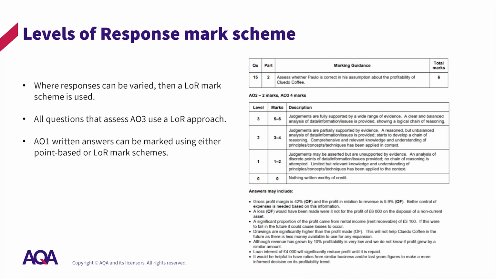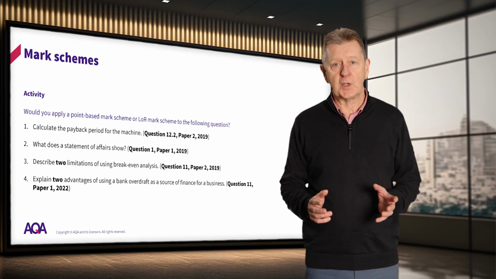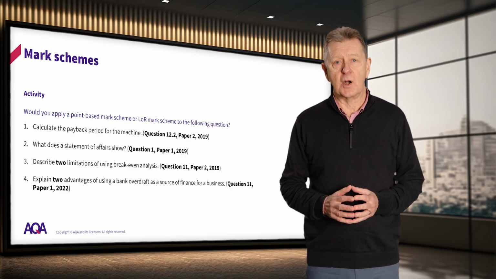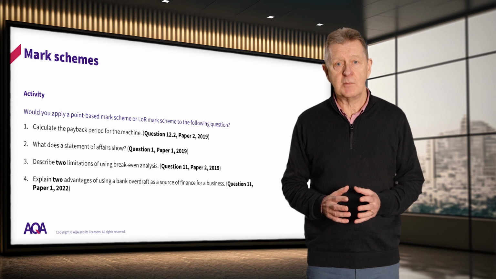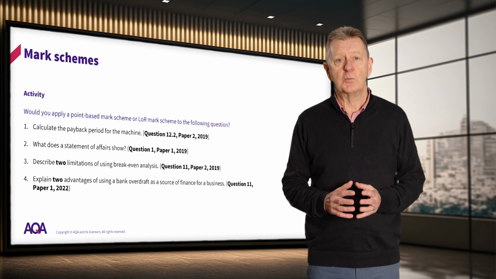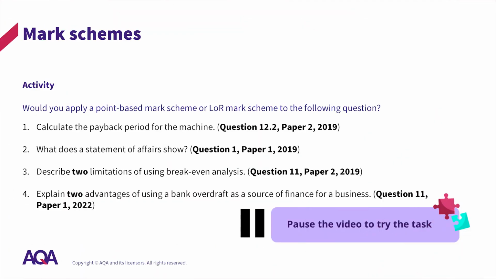Levels of response mark schemes are used when responses can be varied or complex. As you can see from the on-screen example, examiners are provided with different descriptions for each level, and they are asked to fit the answer to the corresponding description. All AO3 questions are marked using a level of response mark scheme, and some AO1 answers are marked via this method too. Now, for a quick activity to help you consider which mark scheme approach, point-based mark scheme or level of response mark scheme, would be best applied to the following questions. You may wish to pause the video whilst you work this out.